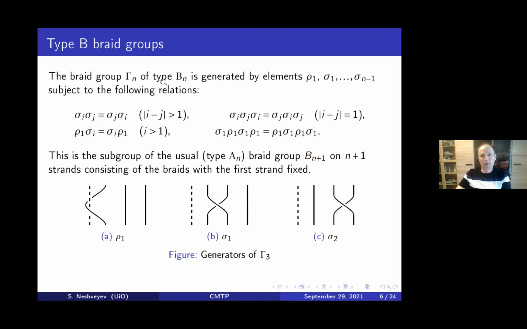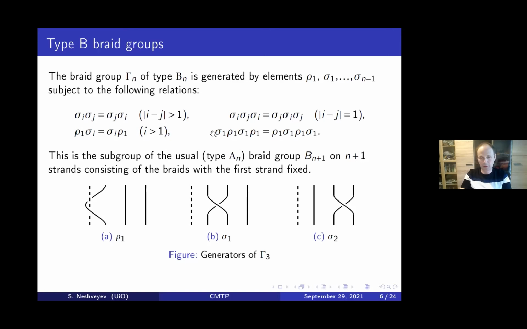The braid group of type Bn has n generators. You have the generators σ1, ..., σ_{n-1}, and a special generator ρ1 satisfying the following relations. The relations for σ are the usual relations in the braid groups. But the relations for this generator ρ1 are as follows. It commutes with the generators σi as soon as i is larger than 1. But for the first generator, you have the following identity.